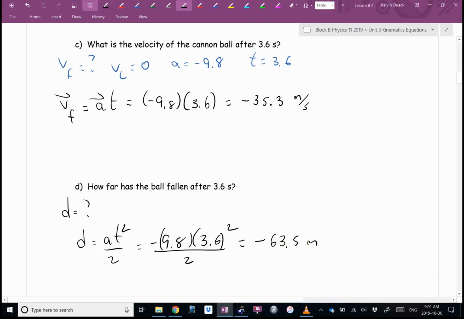Now, again, if you asked me how far it fell, I wouldn't in English say negative 63.5 meters. I would just say 63.5 meters, but I'm not going to freak out if you leave the negative in there. It's a vector answer. We found the displacement, good enough.